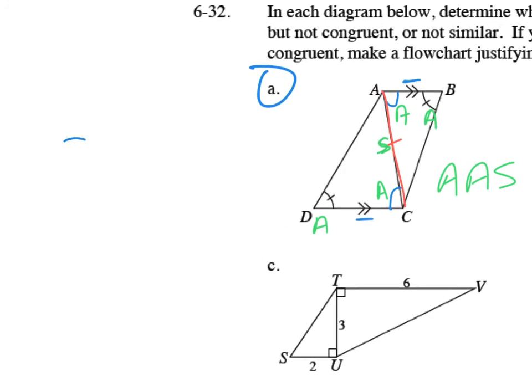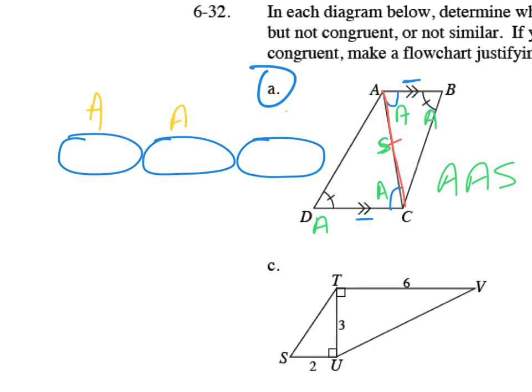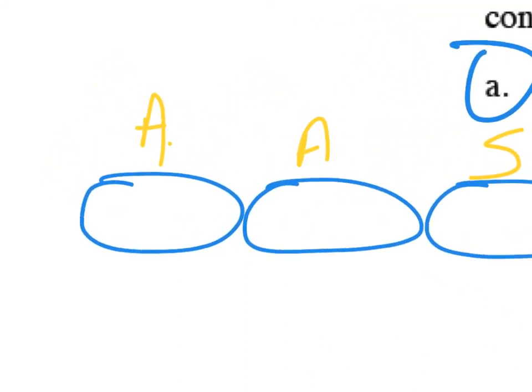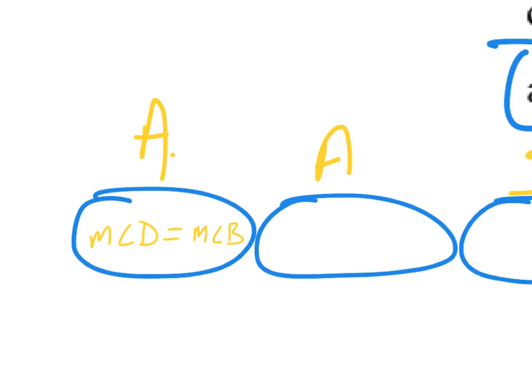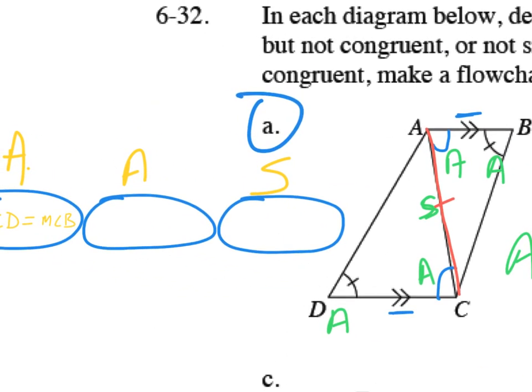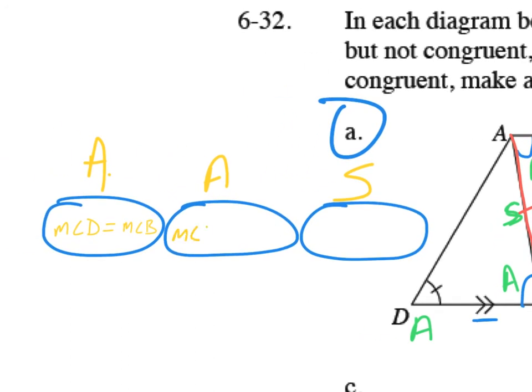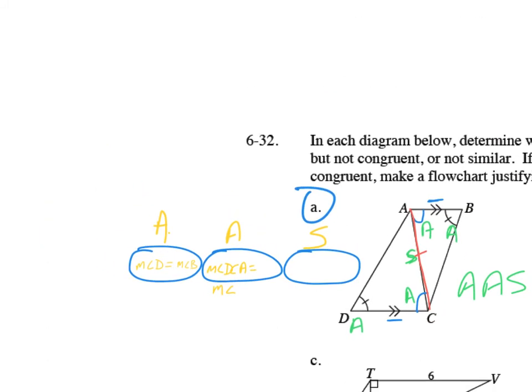I have 3 ovals again because I'm going to be using angle, angle, side. And so if I'm using angle, angle, side, I need to list the 3 sets of criteria. So the first angle that I know is equal in both triangles would be that the measure of angle D is equal to the measure of angle B. And the second angle, I'm going to say that the measure of angle DCA is going to be equal to the measure of angle BAC.